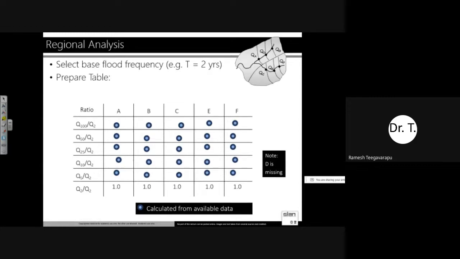So first, what we do, we go to the different areas where we have data, A, B, C, and E, and F, and then we get the return period ratios with respect to Q2. For example, we take a base flood frequency of two years. So we get 100-year discharge divided by Q2 and so on. So we get all these values, and the last value is 1. So note that the D column is missing because we don't have data at D.